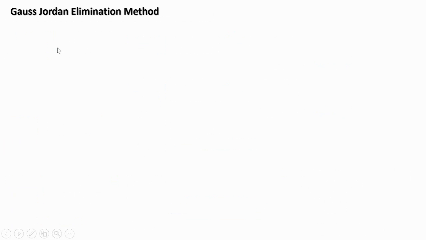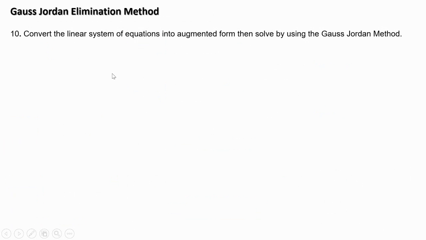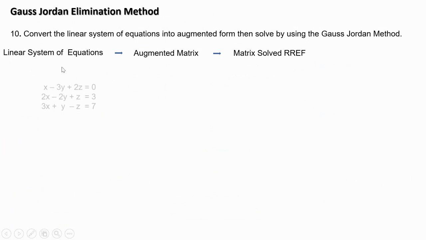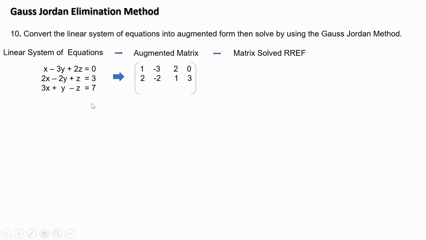Okay, now, this is the Gaussian elimination method. Now, this is another way to solve the system. So I believe it's the very same one. In our matrix, we only get the coefficients, which is 1, -3, and 2, and 0 on top. Then it's going to be 2, -2, 1, and 3. And 3, 1, -1, and 7.